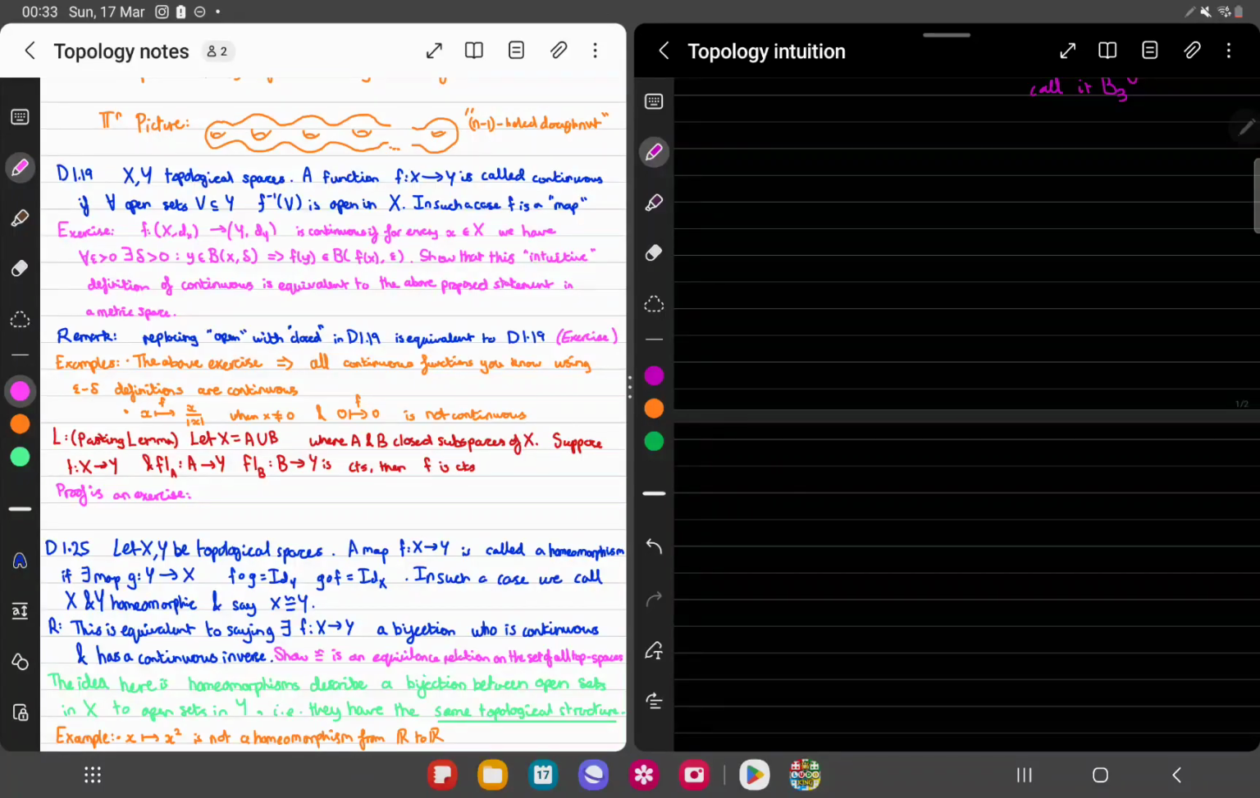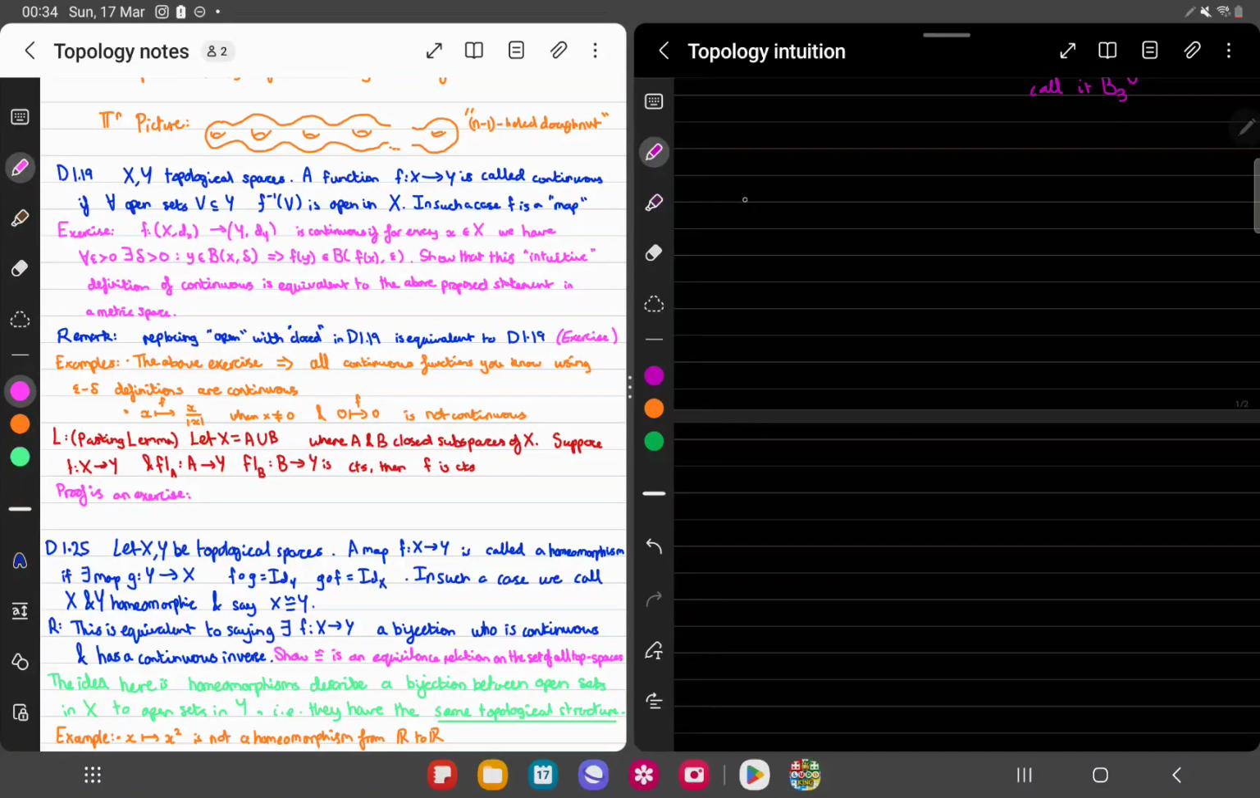All right. Pasting lemma: if X is the union of two closed subspaces, and the restriction of f to each of those closed subspaces is continuous, then f as a map from X to Y is continuous. Okay. All right. How do you prove this again? Even in the notes they list this as an exercise, and I think I tried it.